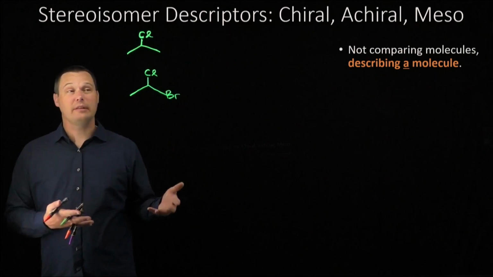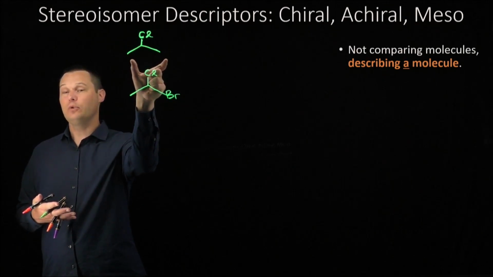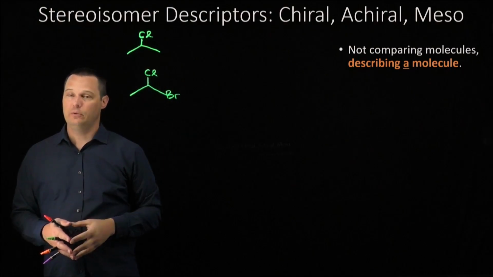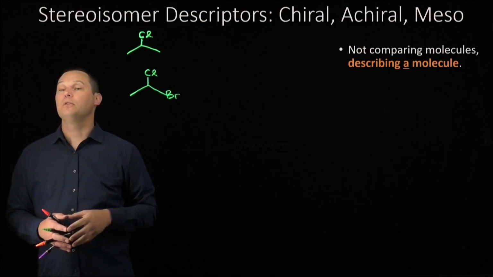Most stereochemistry labeling mistakes occur when students confuse describing one single molecule versus comparing two molecules. This video draws that line clearly. We are only describing single molecules.